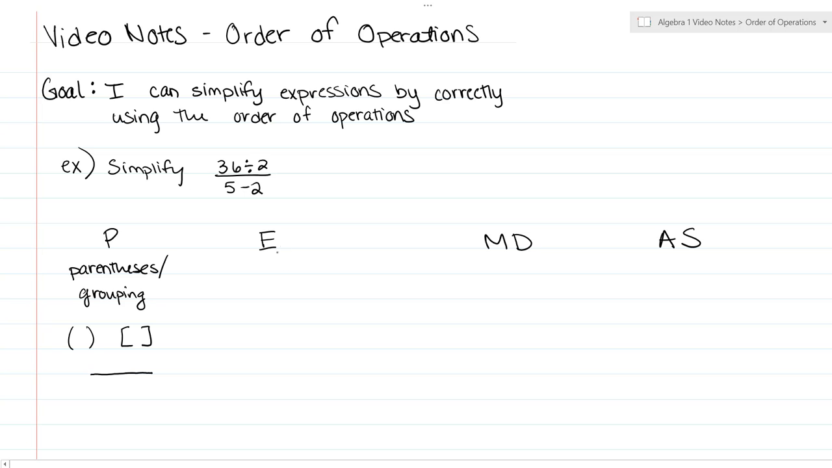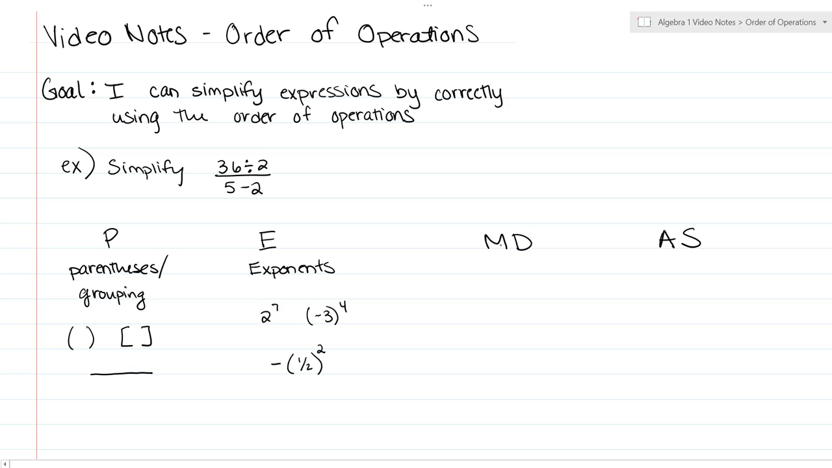All right, the E then represents exponents. So things like 2 to the 7th power, or negative 3 to the 4th power, or maybe 1/2, negative 1/2 to the 2nd. Right, those would be examples of where we see exponents.